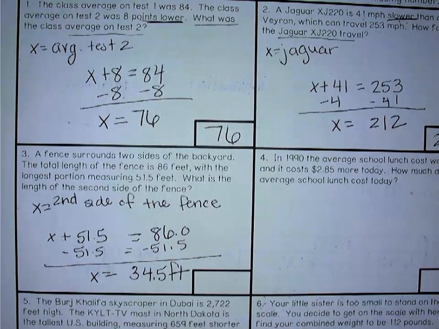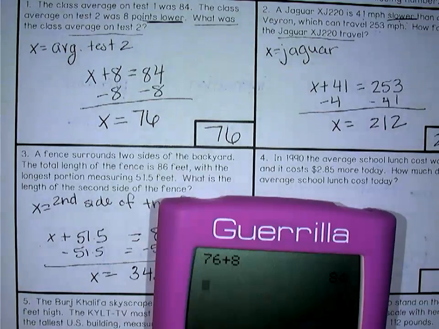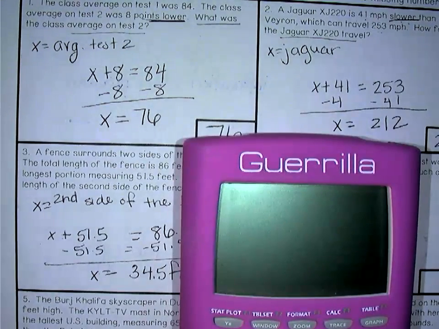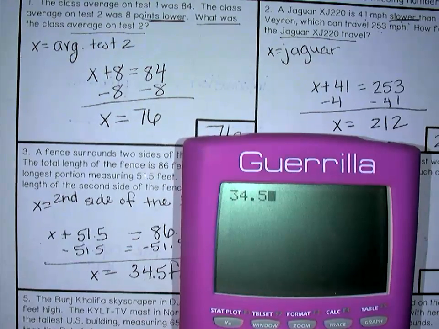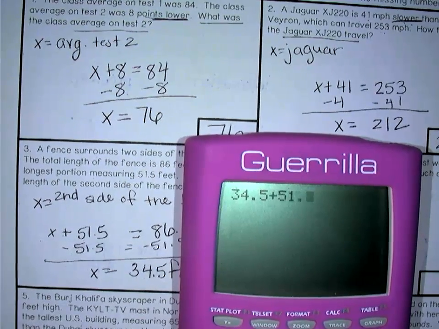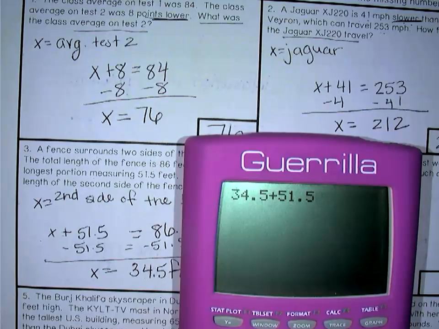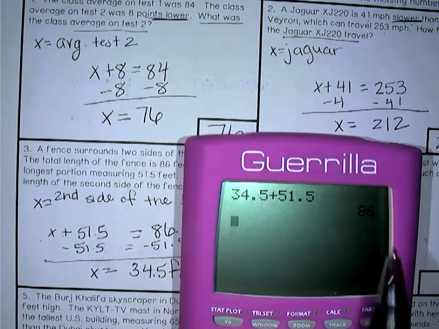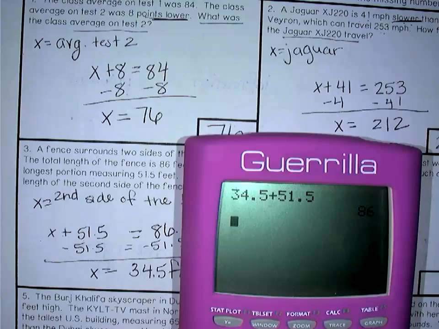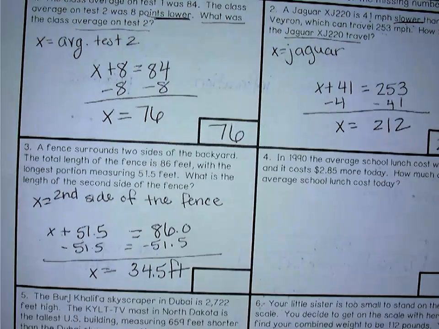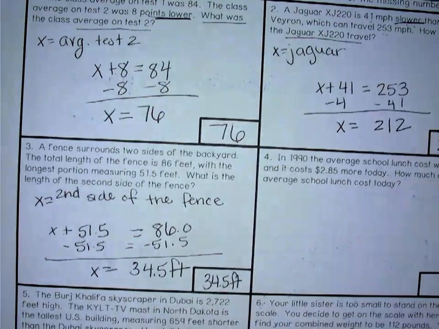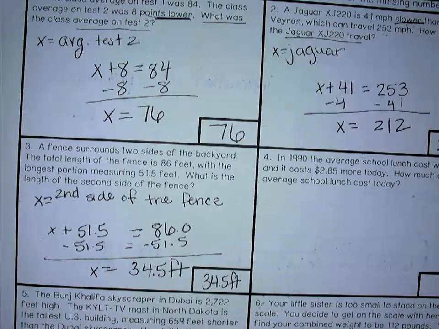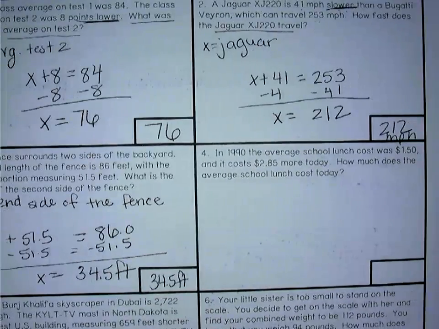All right, you will go back and check it. So to check it with the calculator, you would substitute that 34.5 where it says x. So 34.5 plus 51.5 should give you your total, which is 86. And when you check it, you still get 86. All right. So we can go ahead and write 34.5 feet right there. All right, number 4.